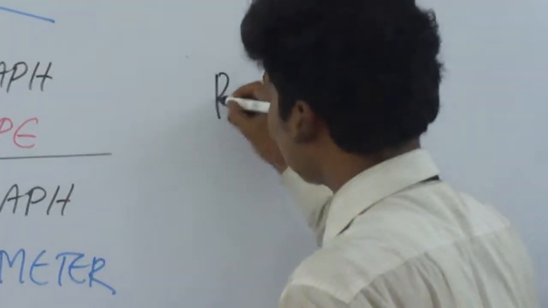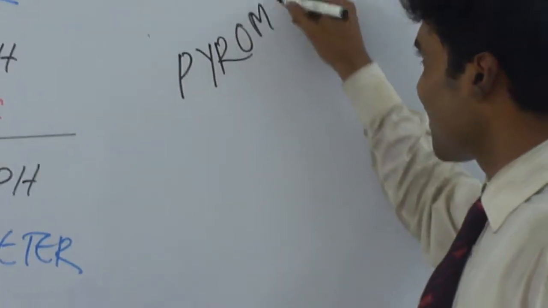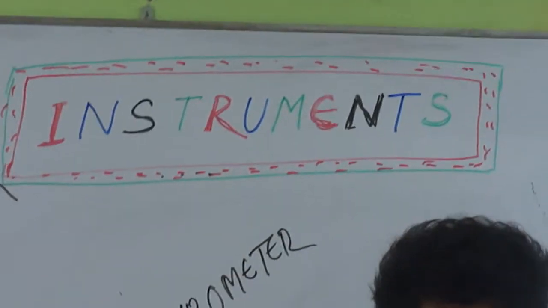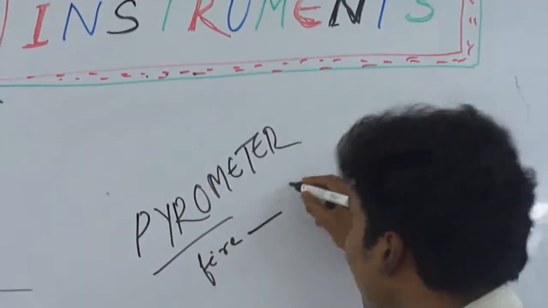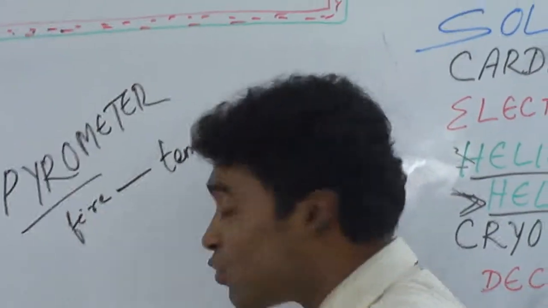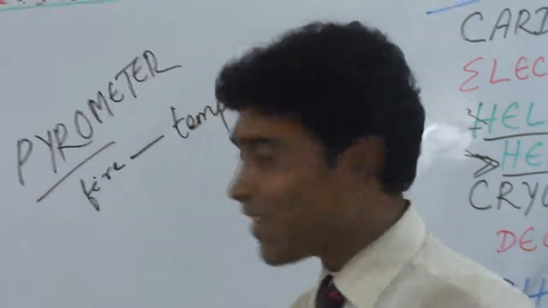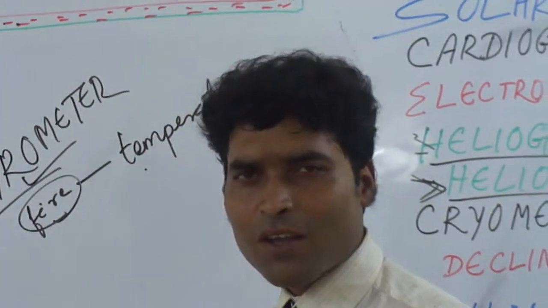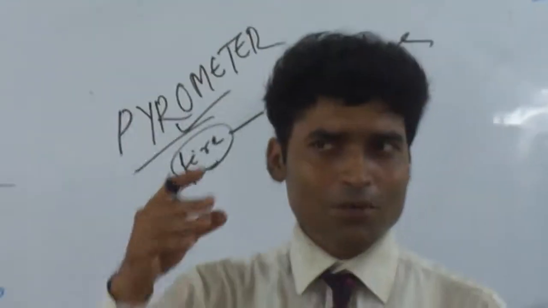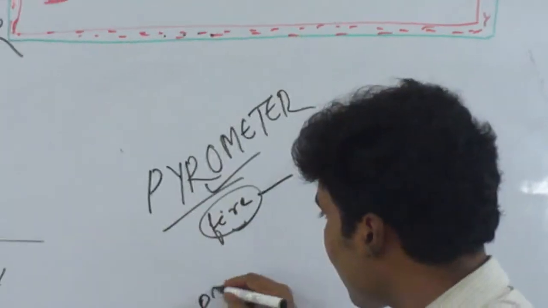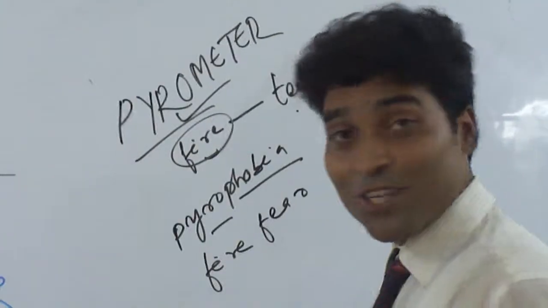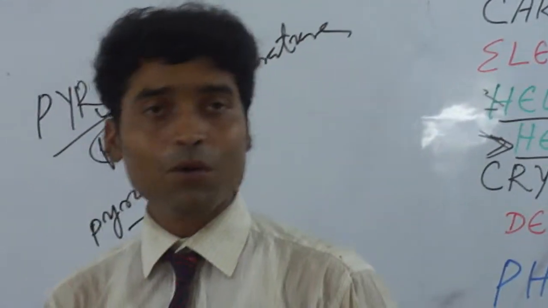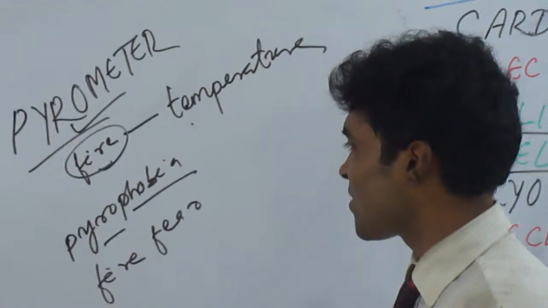Another word we have to discuss right now is pyrometer. Do you know what pyro is? Pyro means fire. Actually it's not fire itself, it is related to temperature. So the instrument used to measure the intensity of temperature of fire is known as a pyrometer. Do you know pyrophobia? Phobia means fear, and pyro means fire. Some children in school days or small childhood days used to fear fire. So this is pyrophobia.